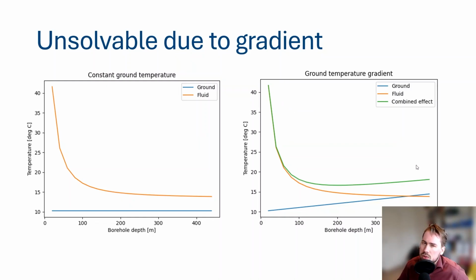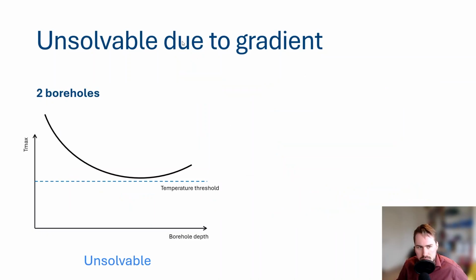And this is crucial why there is actually an error or problem there. Because imagine, and this is of course schematic, but you have two boreholes in this case, and this is the curve from before. If your temperature threshold is actually lower than this minimum, this means that no matter the borehole depth, you will always be warmer than the maximum allowed temperature. So in this case, you will get an error, well, the problem is unsolvable.